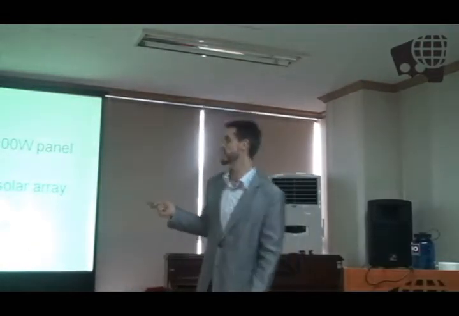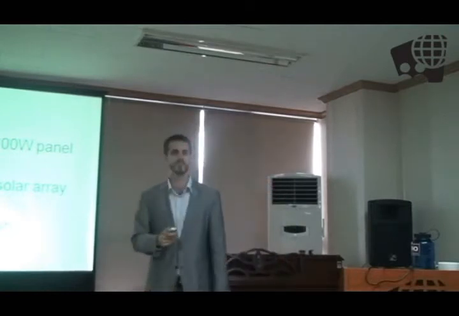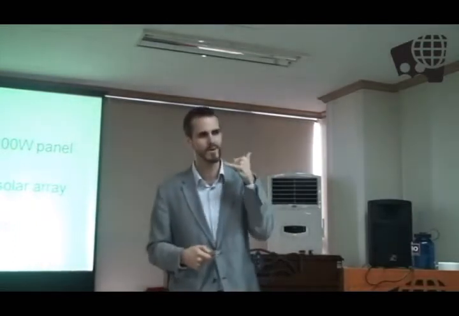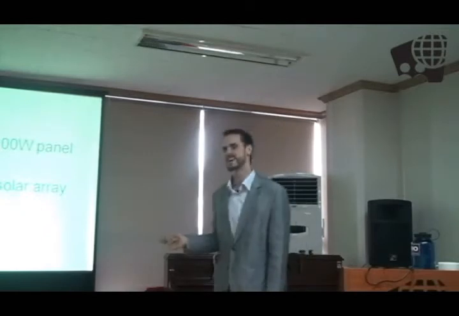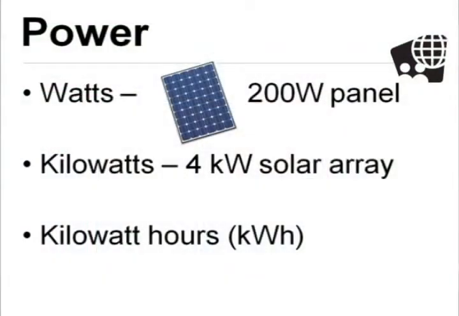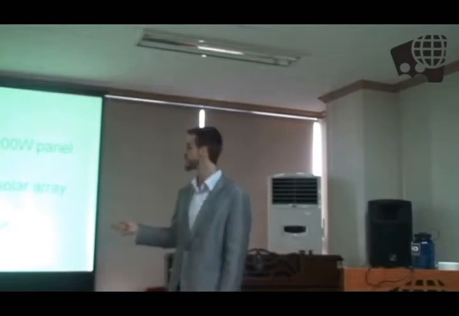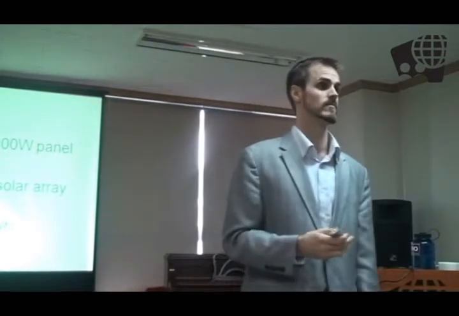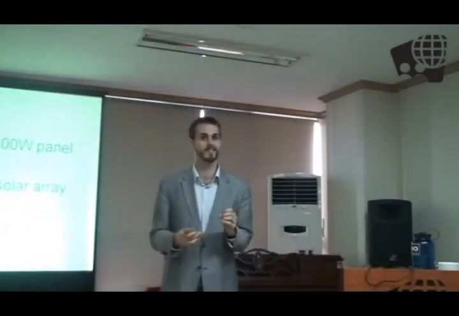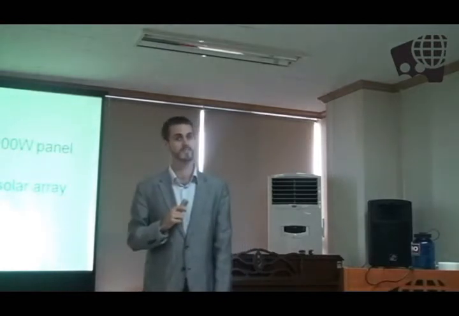Now, this is a watt. We measure a panel in watts. So if you want to buy a solar panel, you say, I want a 200 watt panel. Oh, you're smart. You know what you're talking about. But the array, the whole system on a building, that's usually measured in kilowatts. Kilo means 1,000. So basically, a kilowatt is 1,000 watts. So, for example, a 4 kilowatt, 4 kW solar array will be about a 4,000 watt system. So 4,000 watts, probably 200 watt panels. How many solar panels are in a 4K system?